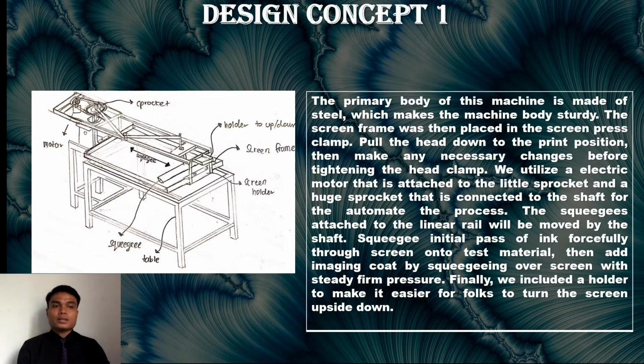We utilize an electric motor that is attached to the little sprocket and half sprocket that is connected to the shaft to automate the process. The squeegee attached to the linear guide will be moved by the shaft. The squeegee forces ink through the screen onto the test material by squeegeeing over the screen with steady, firm pressure. Finally, we put in a holder to make it easier to move the screen up and down.